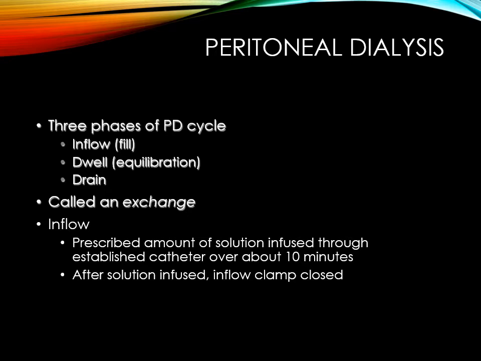For manual peritoneal dialysis, a period of about 30 to 50 minutes is required to complete an exchange. Inflow is the first phase of the exchange, and that's when the amount of the solution infuses into the peritoneal cavity. The amount is usually, like I said, about 2 liters. The flow rate may be decreased if the patient's having pain.